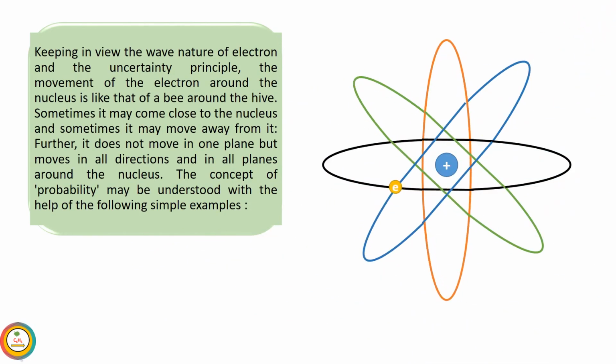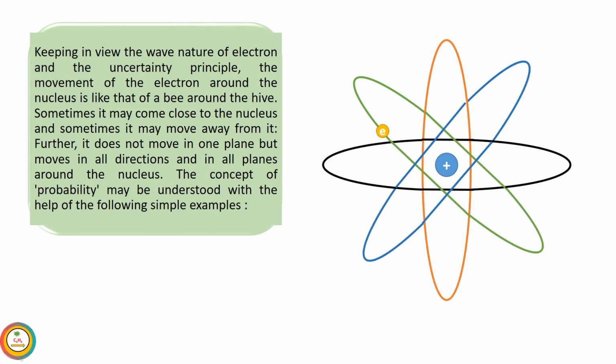Keeping in view the wave nature of the electron and the uncertainty principle, the movement of the electron around the nucleus is like that of a bee around the hive. Sometimes it comes close to the hive, and sometimes it moves away. In the same way, sometimes the electron comes near the nucleus and sometimes it goes far away. It does not move in one plane; it moves in all possible planes in three dimensions.